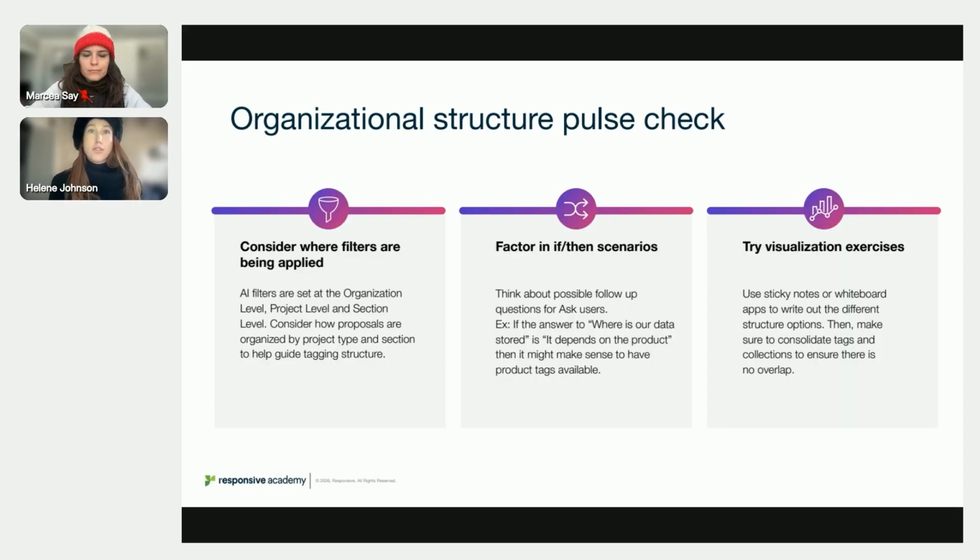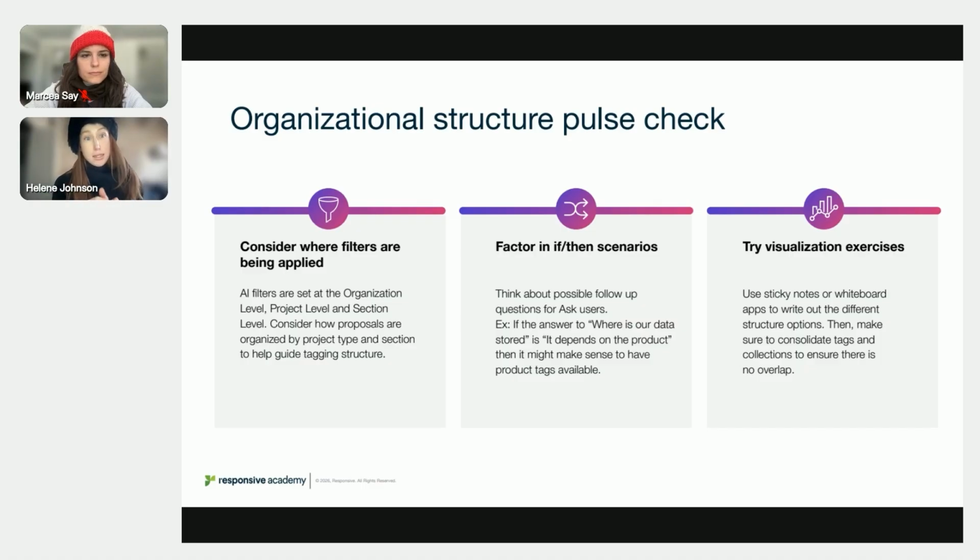Finally, this is for those of you who understand my point of why organization matters, but you're still wondering, okay, but where do I actually start? So instead of just jumping straight into the tools, this can be kind of a pulse check if you follow these tips here. A first place to start is where your filters are already being applied today. So are you utilizing filters at the organization level, project level, or even section level? Have you even started doing that at all?